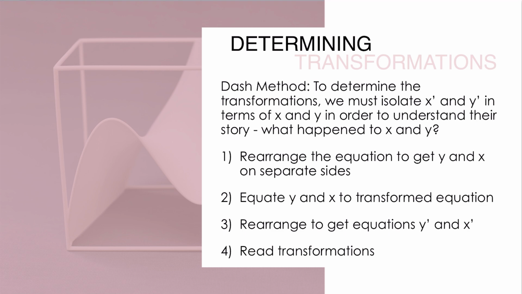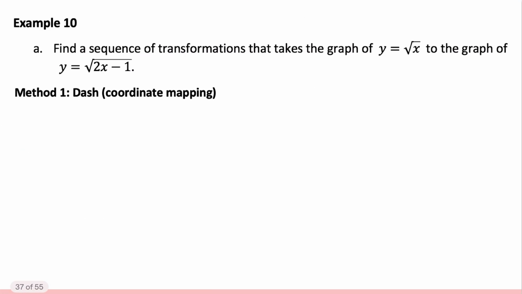So the way that we do this, 4 simple steps. First step is to rearrange the equation to get y and x on separate sides. So everything that's to do with y is on one side, everything that's to do with x on the other side. That includes pluses, not necessarily plus x, plus 2, anything that might be divided, and so on. You want two separate lines, y on one side, x on the other. What we do is we equate y and x to the transformed equation. We'll rearrange the equation to get y dash and x dash by itself, and then we can read the transformation. It might sound a little bit confusing, so let's go ahead and try an example, and I think it'll make a lot more sense.